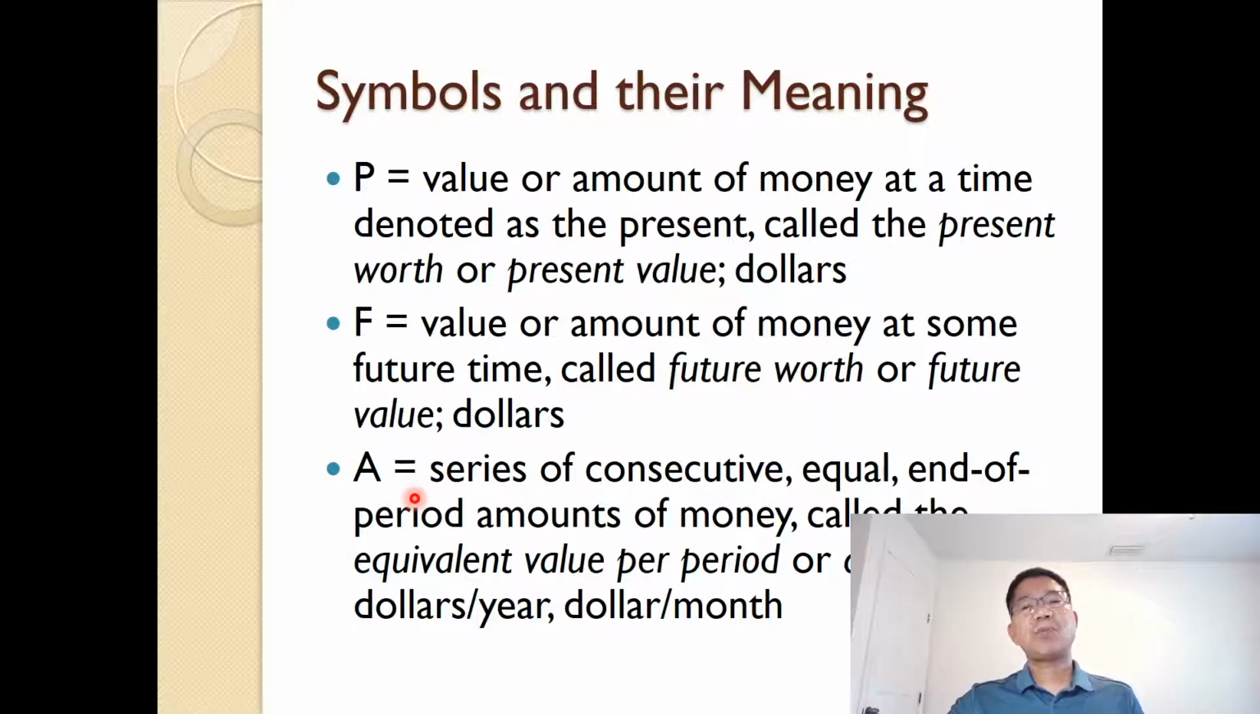So those are P, present value, one single amount. F, future value, one single amount in the future. A, a uniform amount consecutively over a period of time, which can be dollars per year or dollars per month. Even though A is called an annuity, which is something annual, it does not need to be per year. It can be per month, per day, etc. So keep that in mind.